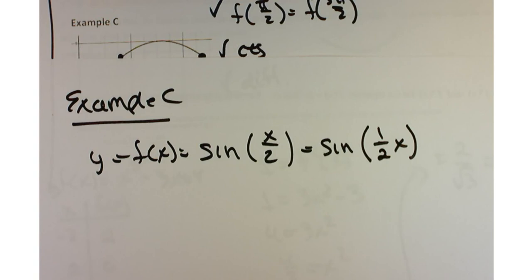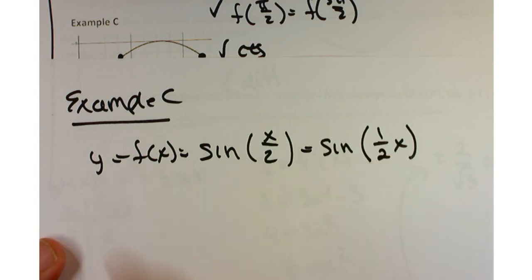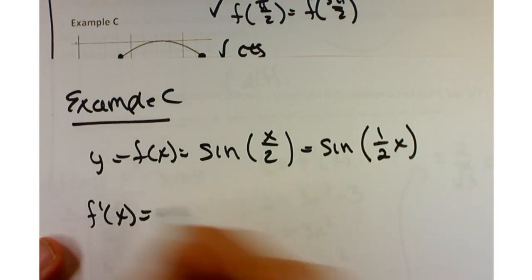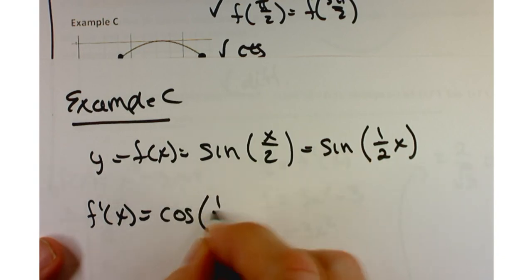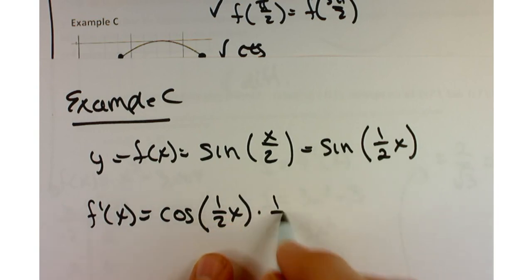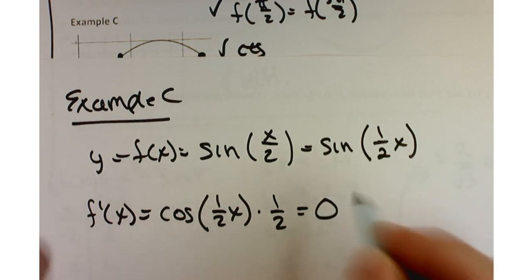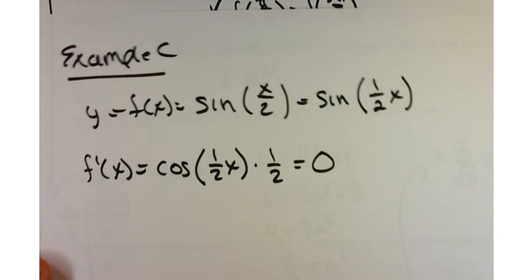Do I have to use the chain rule? Yeah, because you have an inside function. What's the outside function? Sine. Good. So f prime of x is going to be the derivative of the outside, which is cosine of 1/2 x, times the derivative of the inside, 1/2. Thank you. Derivative of 1/2 x is just 1/2. Now at some point, that's going to equal 0, and we want to solve for that point.